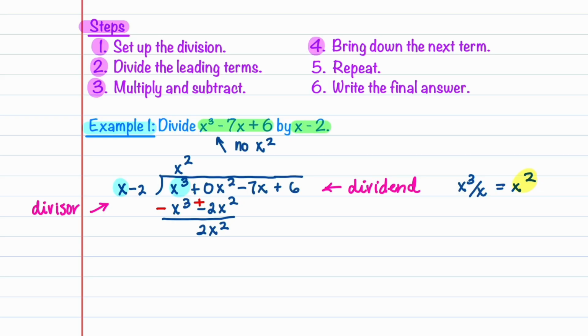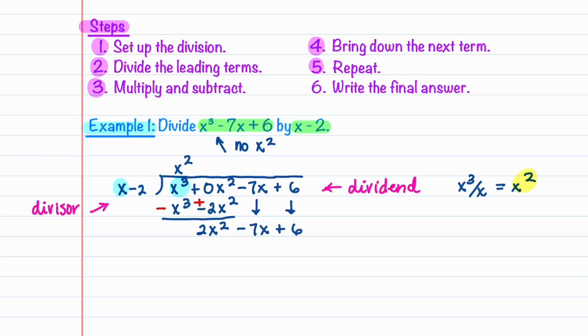Now our next step is to bring down the next term. You can bring down the next term, or you can also decide to just bring down all the terms. Sometimes I think that's easier. So let's just bring them all down, and we have a minus 7x plus 6. Now we're going to go on to the next step, and that just says to repeat. So we're going to repeat exactly what we did.